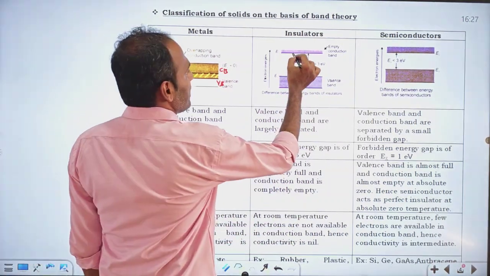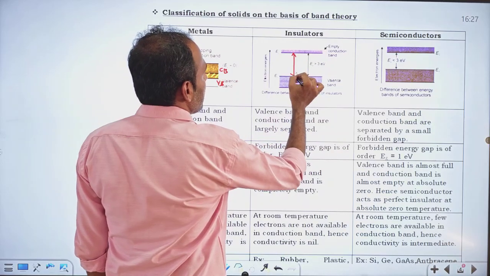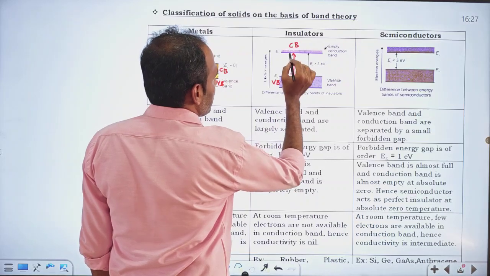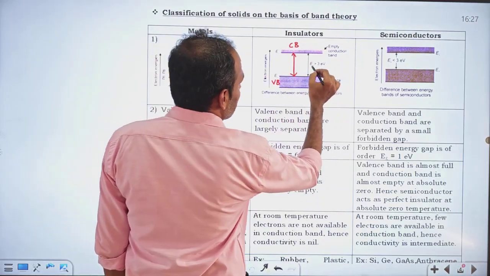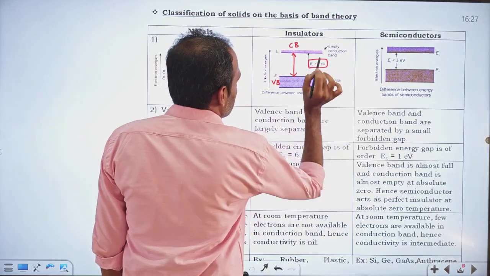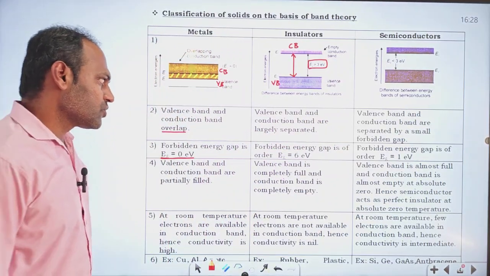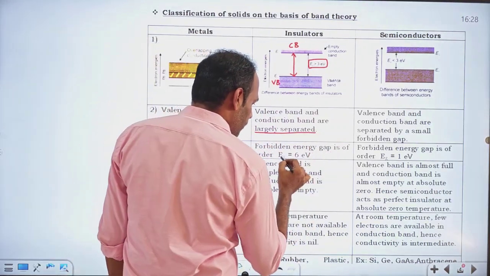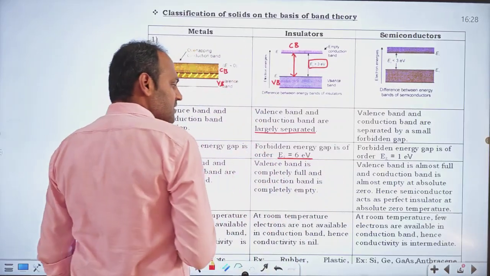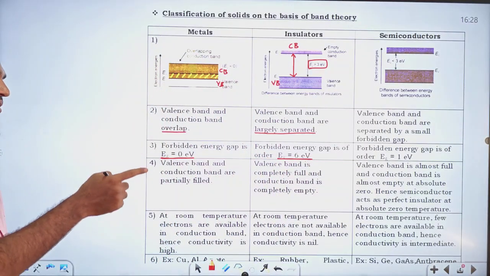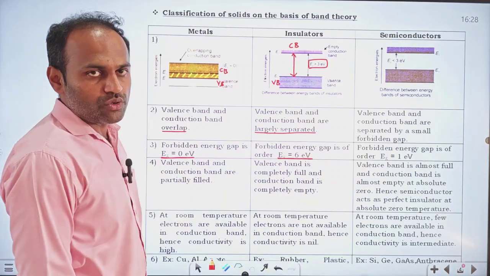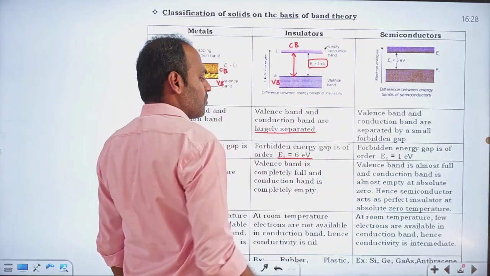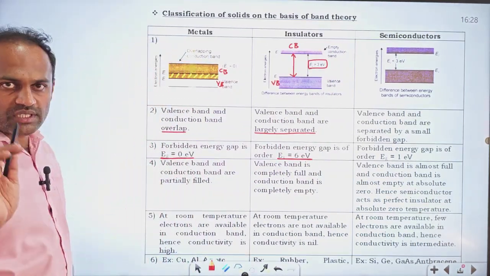In insulators, there is a large energy gap between the conduction band and the valence band. This is the conduction band and this is the valence band. So this much is the energy gap, and it will be greater than 3 electron volts. The forbidden energy gap is of the order of 6 electron volts in insulators. Since there is a very large band gap, no electrons can shift from the valence band to the conduction band.